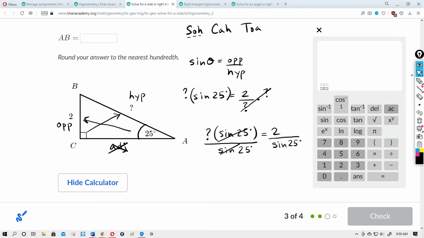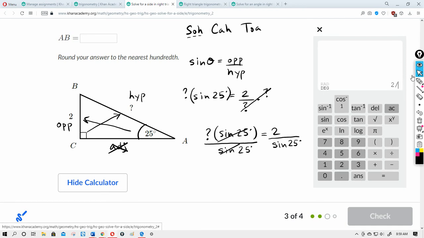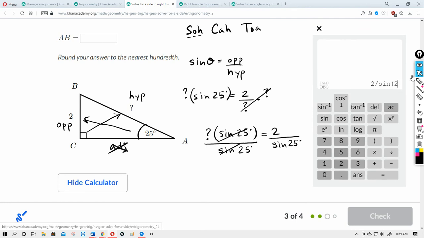So we have 2 divided by sine of 25, close parentheses. Okay, the sine of 25 is all one number. You can put parentheses around it if you want, but you don't have to. And hit equals. And of course it says round to the nearest hundredth. That's 2 decimals. Because the third decimal is less than 5, we round it down. So the answer is just 4.73. That goes in the box.